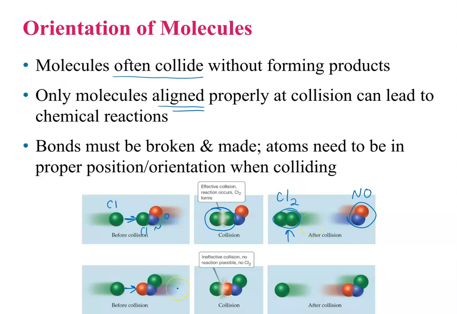So you can see the orientation is important, because if the chlorine collides with the oxygen end, or envision the chlorine colliding with the nitrogen part of NOCl, it's not going to react. They'll just bounce off one another. So the orientation of the collision is important. So you need collisions, and then they need to be oriented properly.